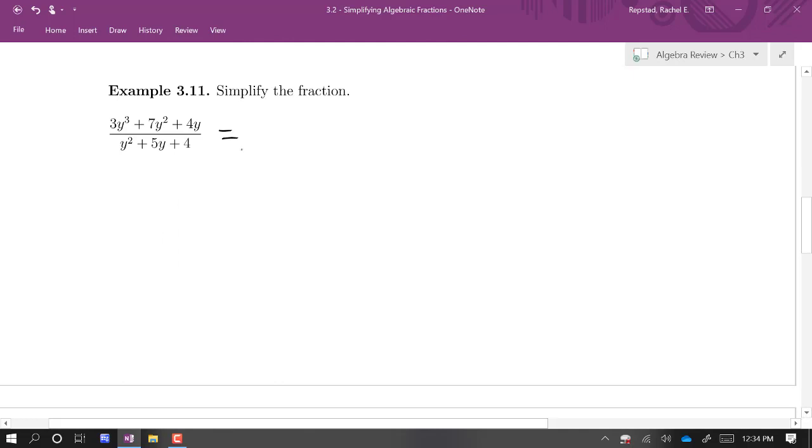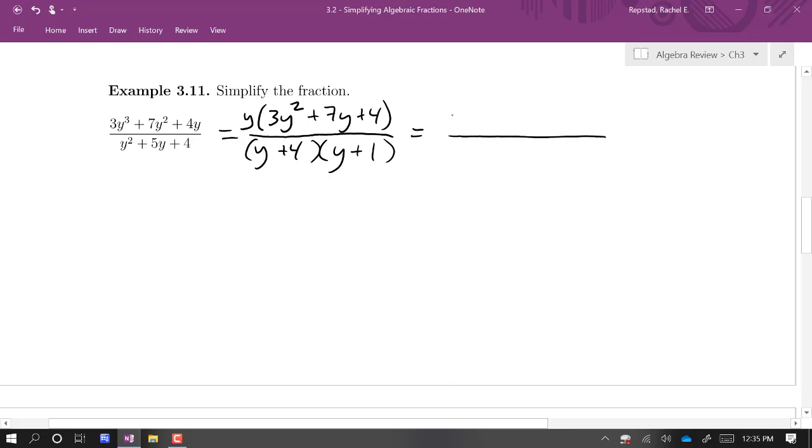Let's try another. Again, if you want to try the factoring on your own before I have a go at it, you might want to pause the video. The bottom will factor as y plus 4, y plus 1. You can do a quick check and see that that will give us the plus 5y that we need in the middle. Up top, I'm going to start by factoring out a y. There's a common factor, and then we have 3y squared plus 7y plus 4. And then we can continue factoring that trinomial.